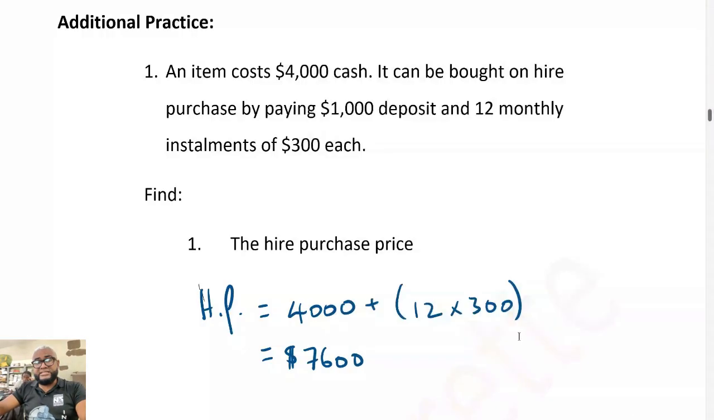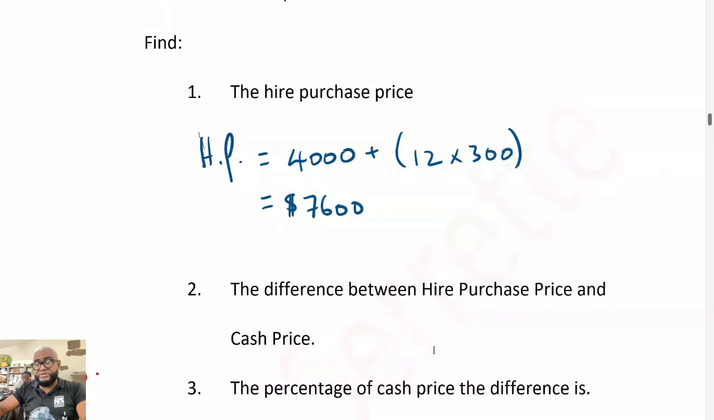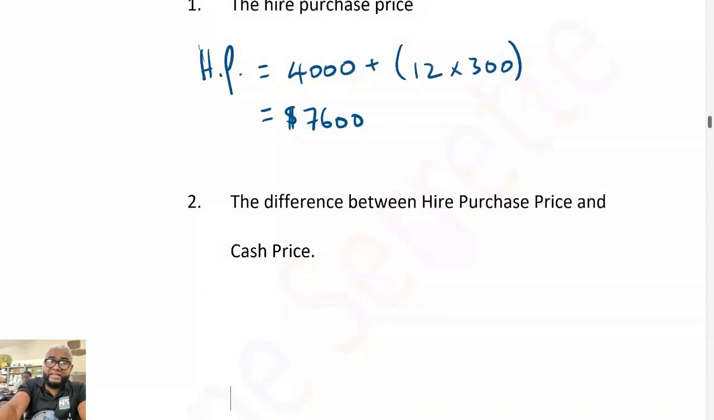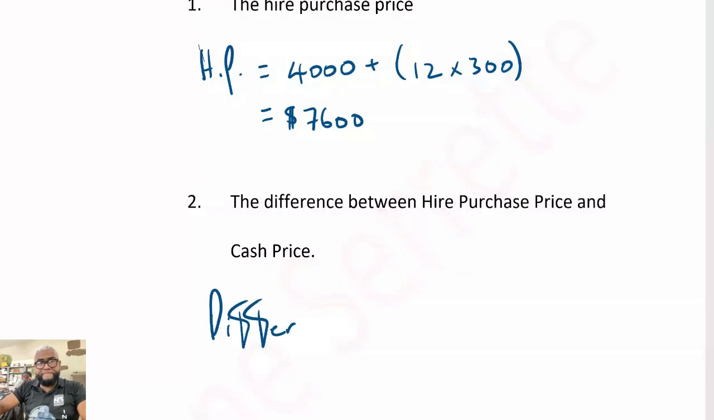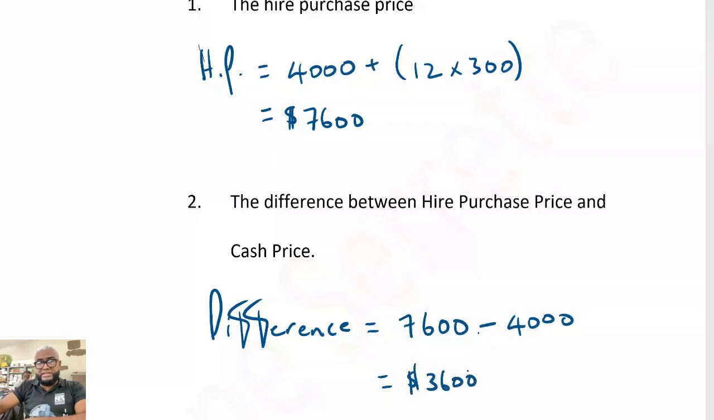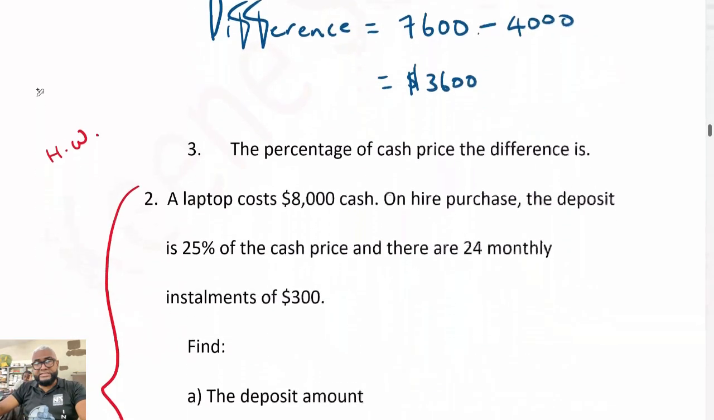The next thing they ask us is, what is the difference between the hire purchase price and the cash price? Difference means to minus, right? So the difference is 3,600. The difference would be equal to the 7,600, which is my hire purchase price, minus my cash price. So this gave me 3,600. Everybody good there?